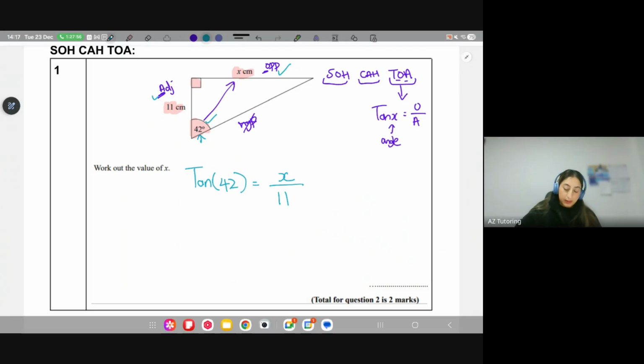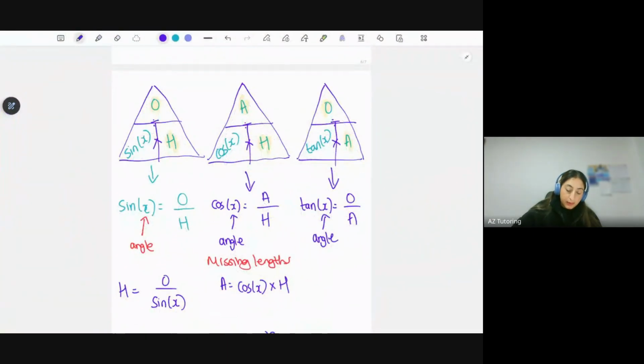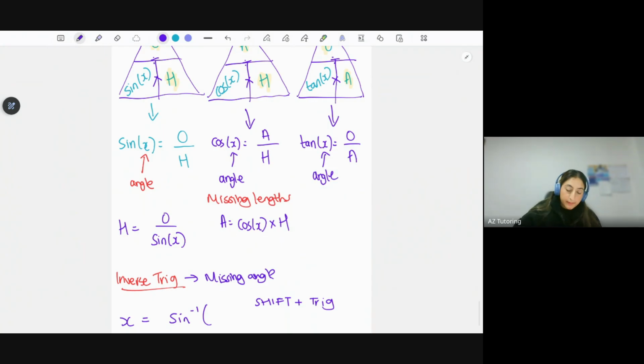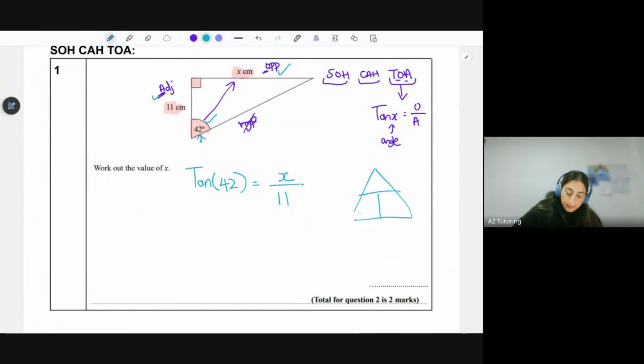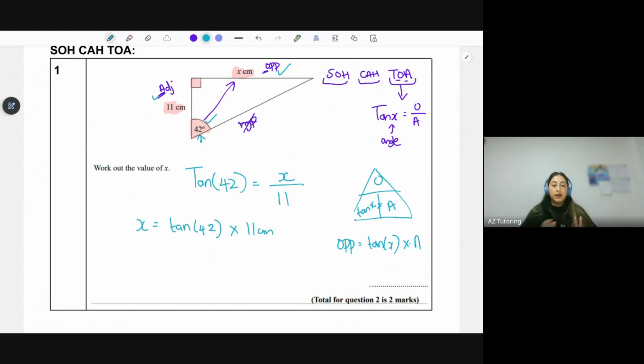So in the tan, to find the opposite, what I have to do is draw it on the side. To find the opposite just means tan of x times my adjacent. So I'm going to rearrange it. Therefore, my opposite side, so my x side, is going to be tan of 42 times my 11 centimeters. This is why the triangles are important, so you can always rearrange, because it can get a bit confusing, but the triangles make it visual, you can see where you need to rearrange.